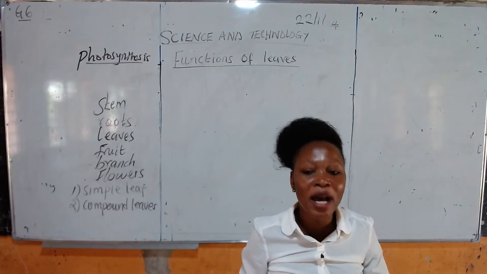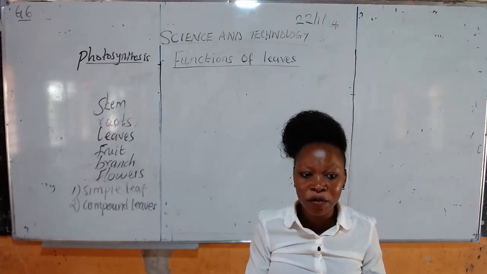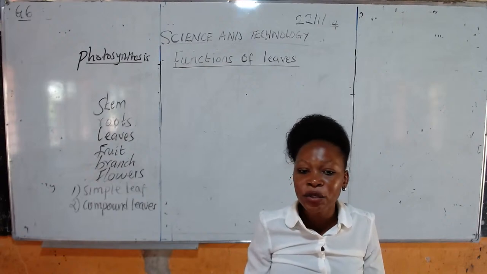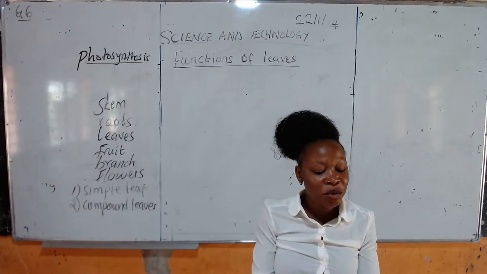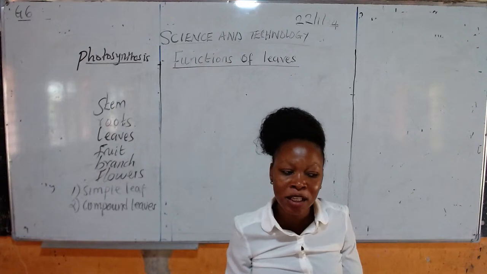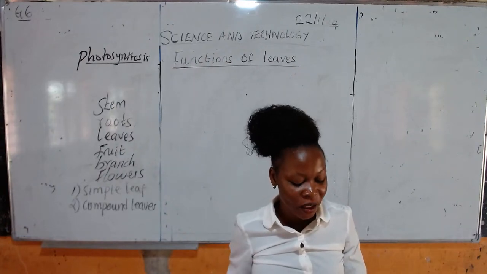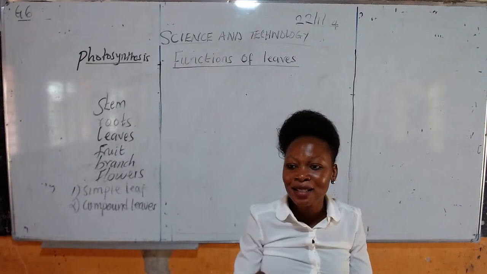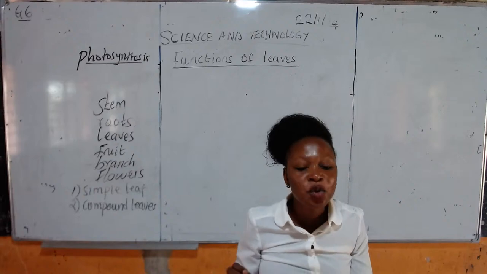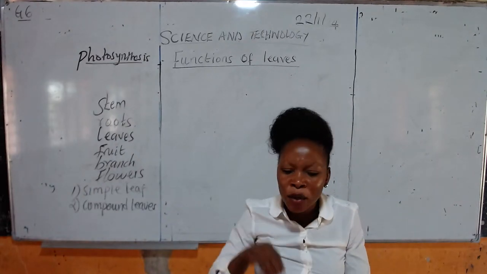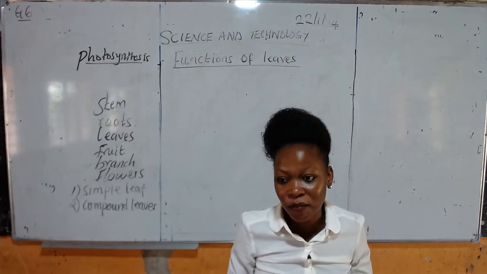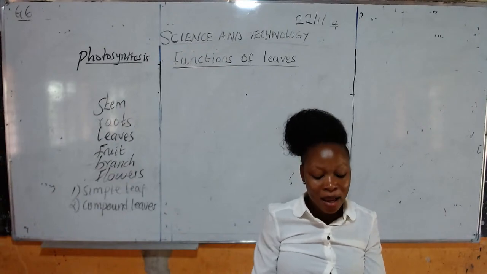Okay? So the leaves usually use the chlorophyll, that is the green coloring matter. It also uses water. It also uses sunlight. It also uses carbon dioxide to make its own food. So the leaves use the sunlight, the water, the chlorophyll, and carbon dioxide to make their own food. Now, the process of making the food is what is known as photosynthesis. So photosynthesis is one function of the leaves.